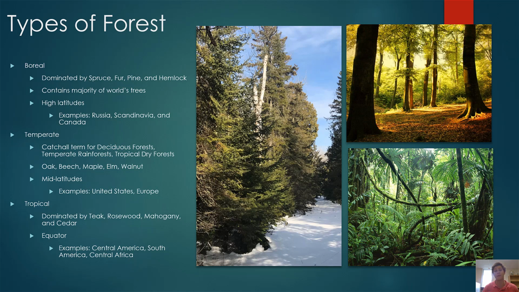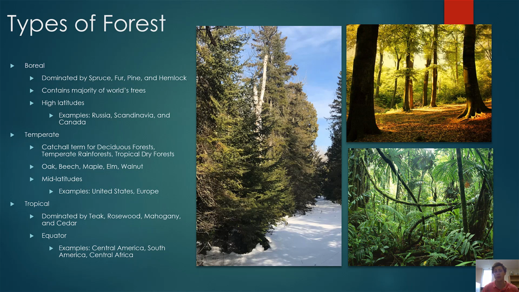The first type of forest that we're really going to talk about here is the boreal forest. Remember, that's in the very high latitudes, very northern and very southern latitudes of the planet. They're going to be dominated by evergreen trees that can withstand some of those colder temperatures, things like spruce trees, fir trees, pine trees, and of course hemlocks. And these actually contain the majority of the world's trees. These are very dense, very large forests. And we see them in places like Russia, Scandinavia, and Canada in the northern latitudes, and then in Patagonia in South America in some of the southern latitudes of the planet.